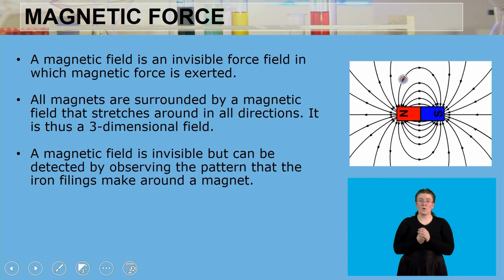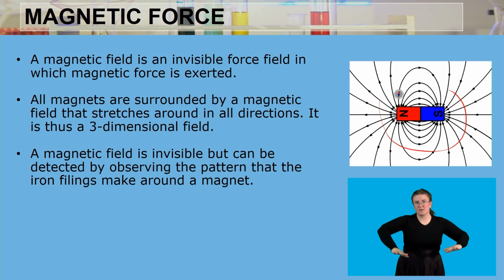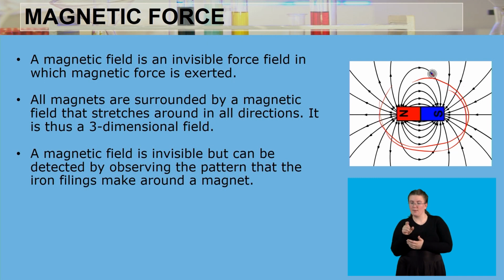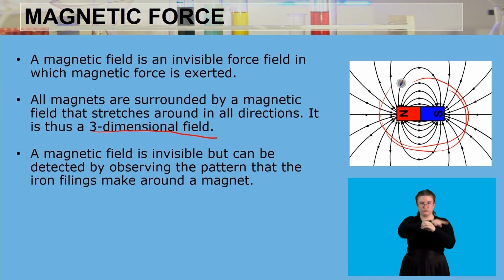So, with regards to the magnetic field as the space around a magnet, a magnetic field is an invisible force field in which a magnetic force is exerted. So the space around this particular magnet is called your magnetic field. Within this space, the force can be exerted. All magnets are surrounded by a magnetic field that stretches around in all directions. It is thus a three-dimensional field. All around this magnet, we have this space called the magnetic field.